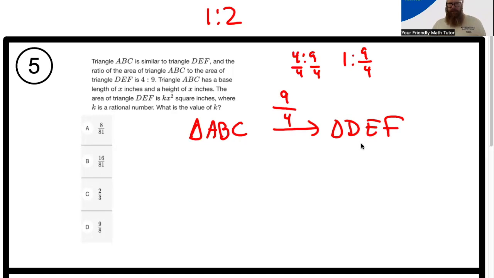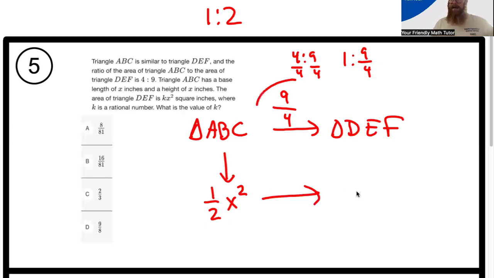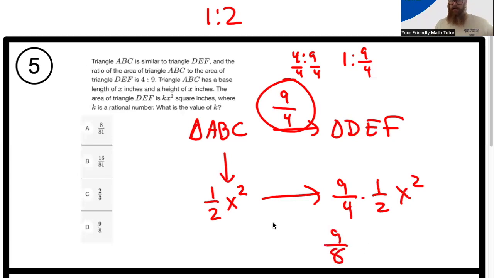Okay? Well, now let's find the area of ABC. Triangle ABC has base x and height x. The area of a triangle is 1/2 base times height. Well, 1/2 x times x is 1/2 x squared. And then if that gets multiplied by 9/4, that's going to be 9/4 times 1/2 x squared, which is really 9/8 x squared. And they want the area of triangle DEF to be kx squared. Well, therefore, k has to be 9/8.